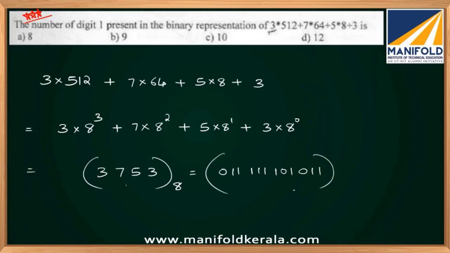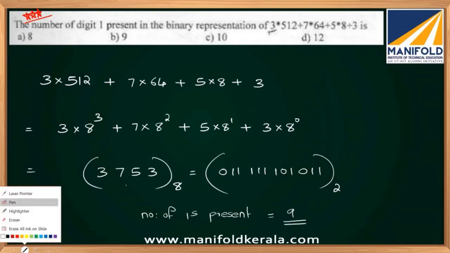Right, and can you count the number of ones in this one? The question is asking how many ones are in the binary representation of this particular number. And this is the binary representation. How many ones are here? I think it is 9. So the number of ones present is equal to 9. Right?